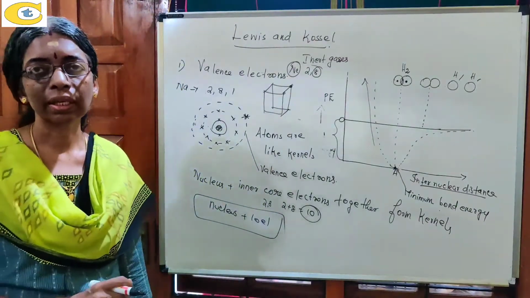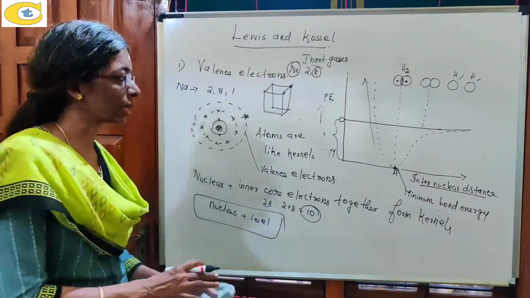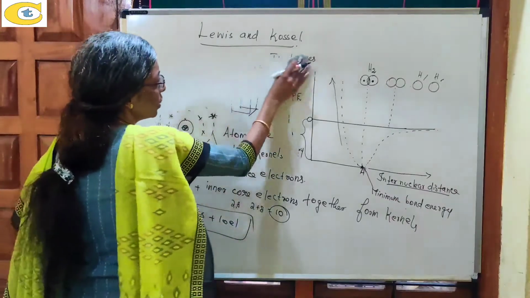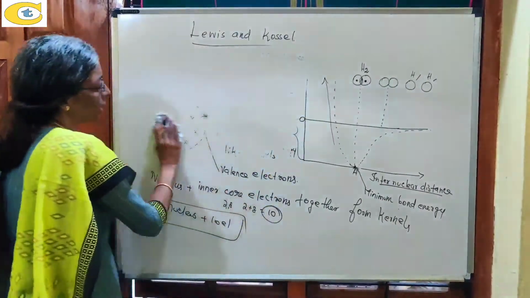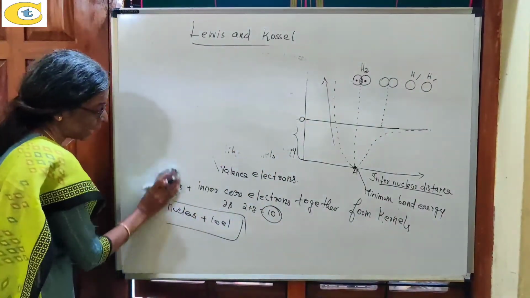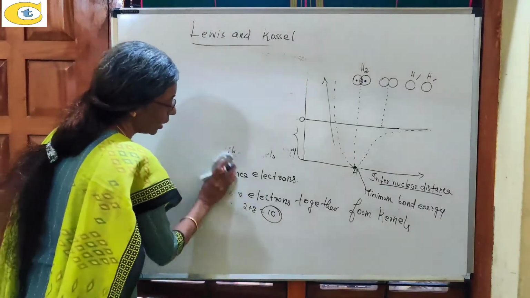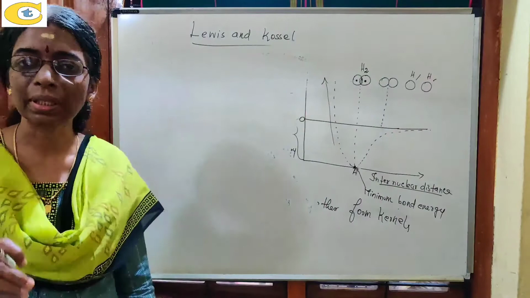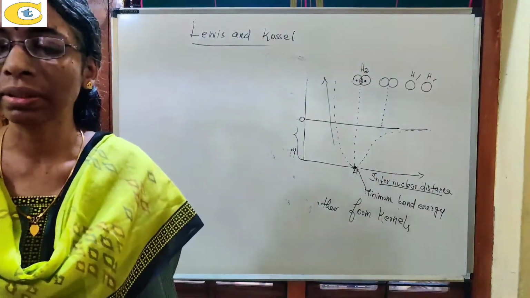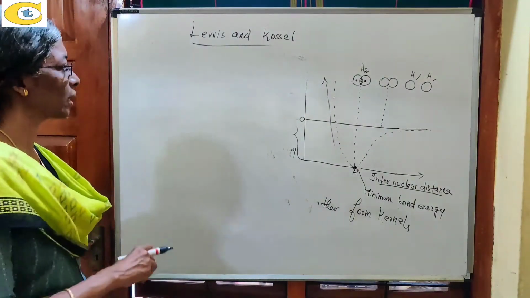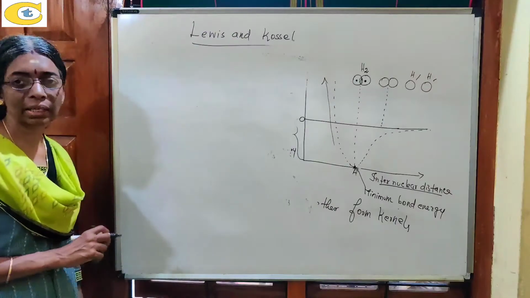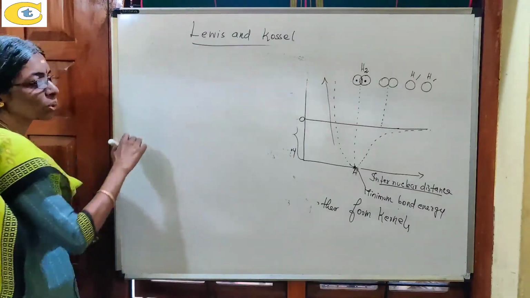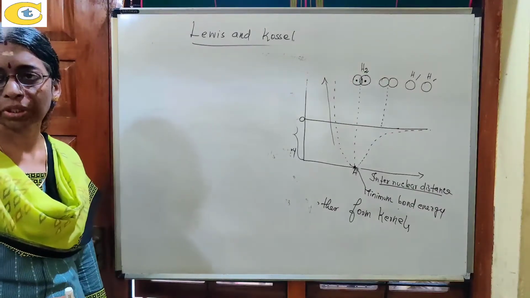Okay, now let us see the electron dot structure. So what is the electron dot structure? You might have studied this in 10th standard or 9th standard. The Lewis dot structure means we are representing the valence electrons by dots. Why do we represent valence electrons by dots? According to him, only valence electrons take part in bond formation.